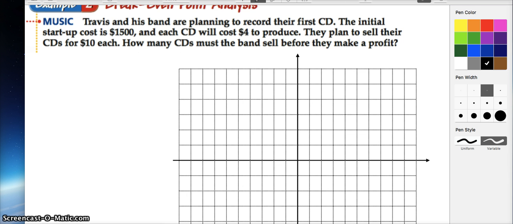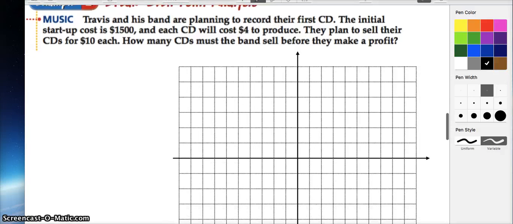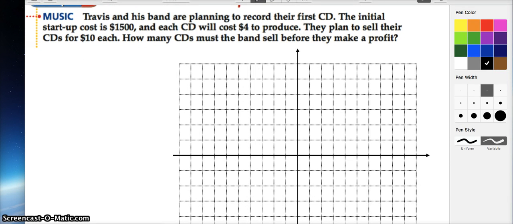Okay, so here's example 2. Break-even point analysis is what that says up there. All right, so Travis and his band are planning to record their first CD. The initial startup cost is $1,500, and each CD will cost $4 to produce. Okay, so let's let X be the number of CDs that we're talking about in this problem. So $1,500 plus $4 per CD, and that's going to be Y, the overall cost of what we're talking about.